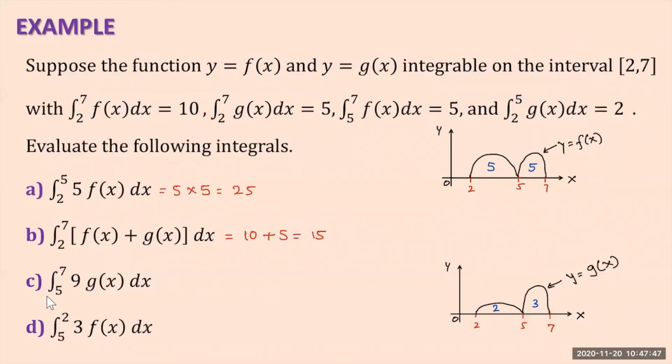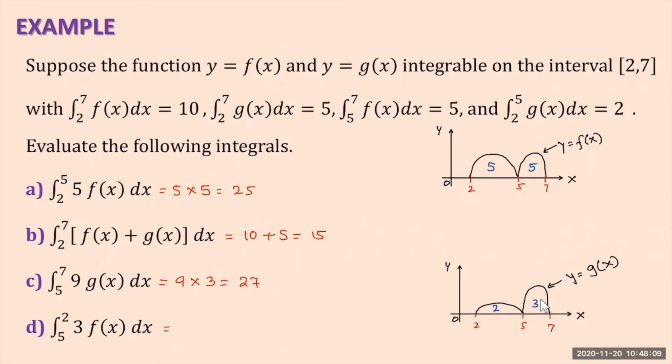Now in part C, it is the integration from 5 through 7 of 9 times g of x. 9 is a constant multiple. We can take that out, times the integration from 5 through 7 of g of x. 5 through 7 for g of x, it is 3. So 9 times 3 equal to 27.